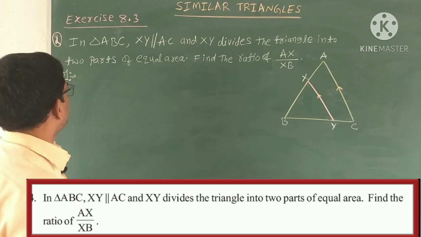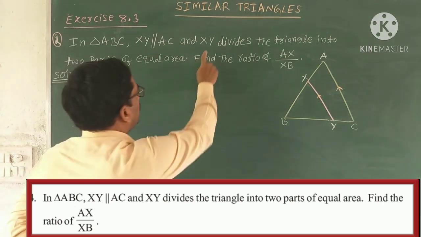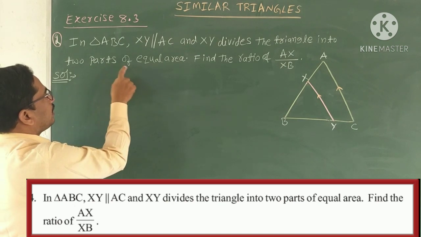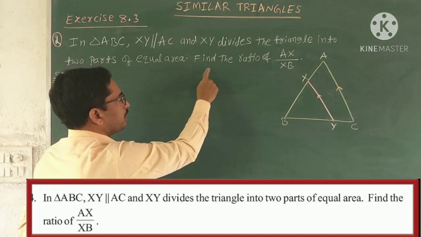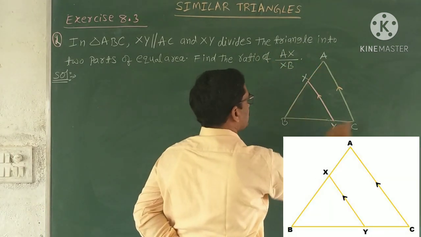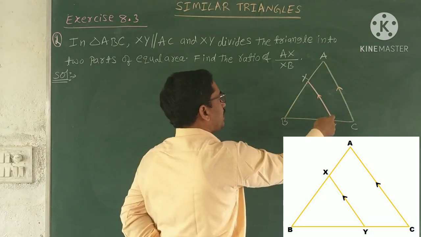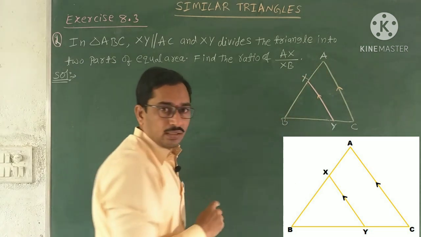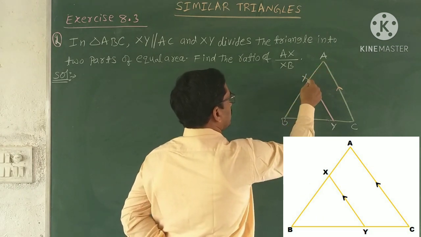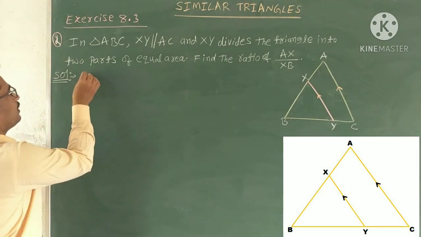Now see the second problem. In triangle ABC, XY is parallel to AC and XY divides the triangle into two parts of equal area. Find the ratio of AX by XB. See, the line XY is parallel to AC and divides triangle ABC into two parts of equal area. Then we have to find the ratio of AX and XB. Now see, write the given data.